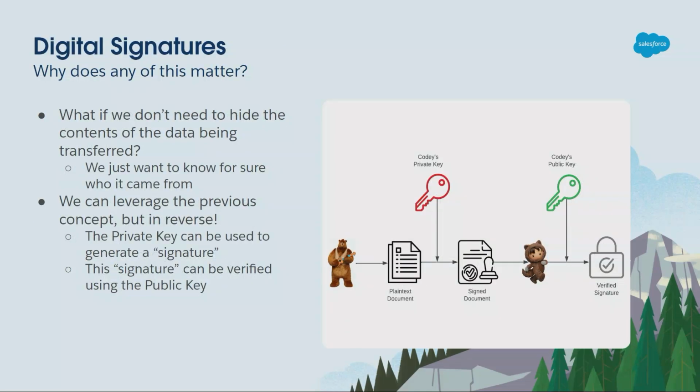And why does it matter to what we're talking about right now? It's because the opposite of this is what's called a digital signature. What if we don't need to hide the data? What if we're just really concerned about knowing who it came from? If you think about the authentication flow I just described, the data that we're sending to that target system, there's no PII in it.